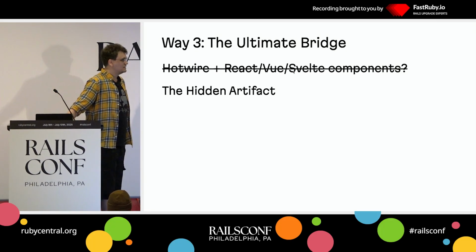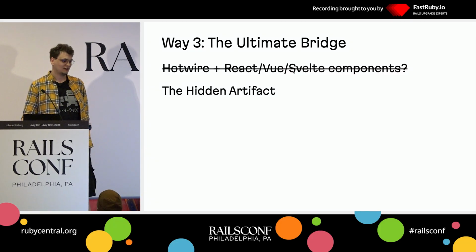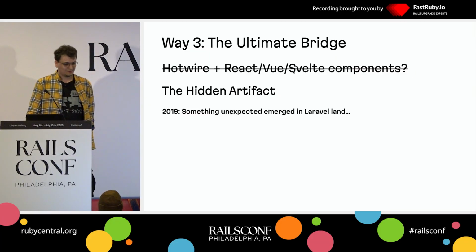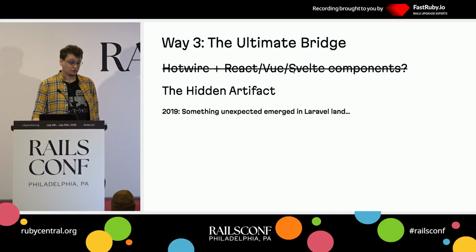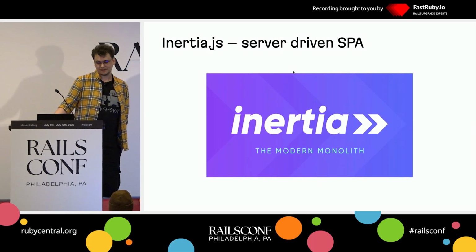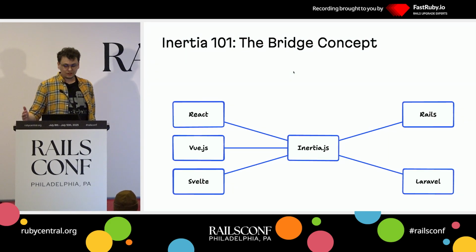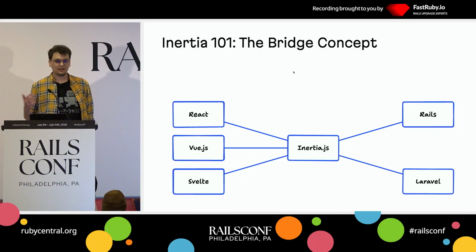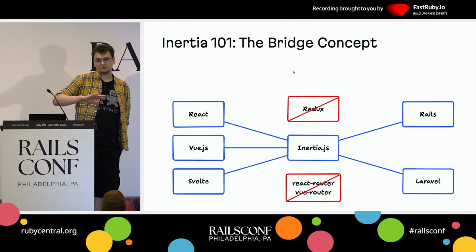So that's the most interesting part, because in 2018, Rails placed a seed in Laravel land, and it grew into something unexpected, a new approach to build modern web applications, inspired by Turbolinks, actually. So Inertia.js. Inertia acts as a bridge or glue between front-end and back-end frameworks, and it replaces state management and client-side routing by moving them to the back-end side.